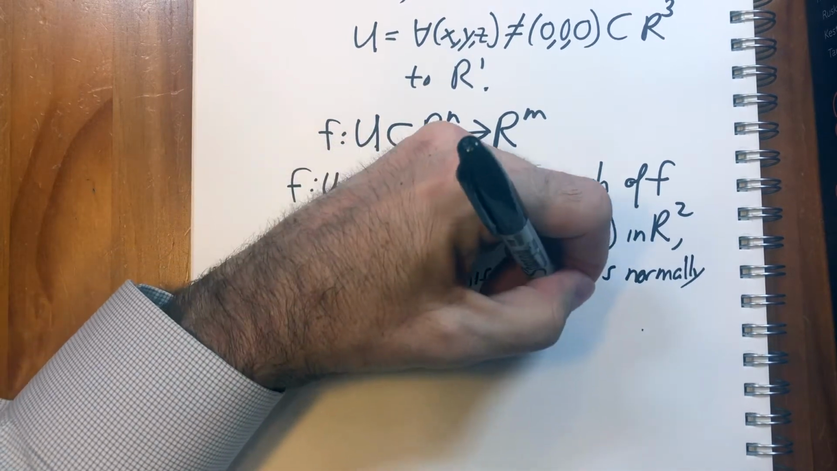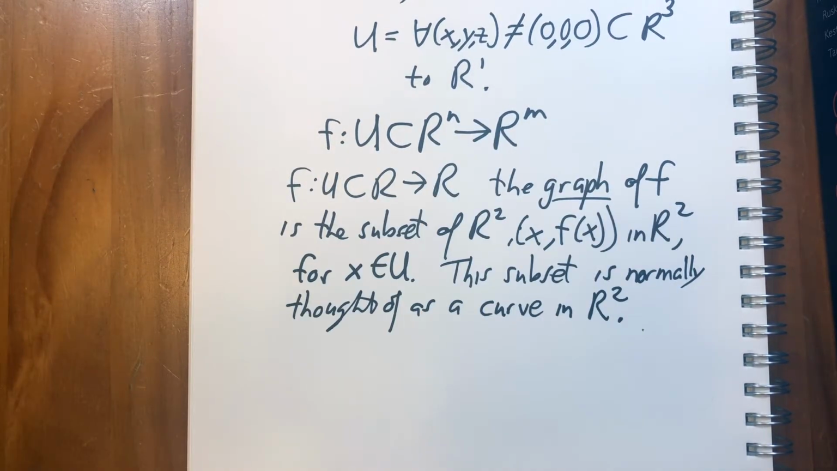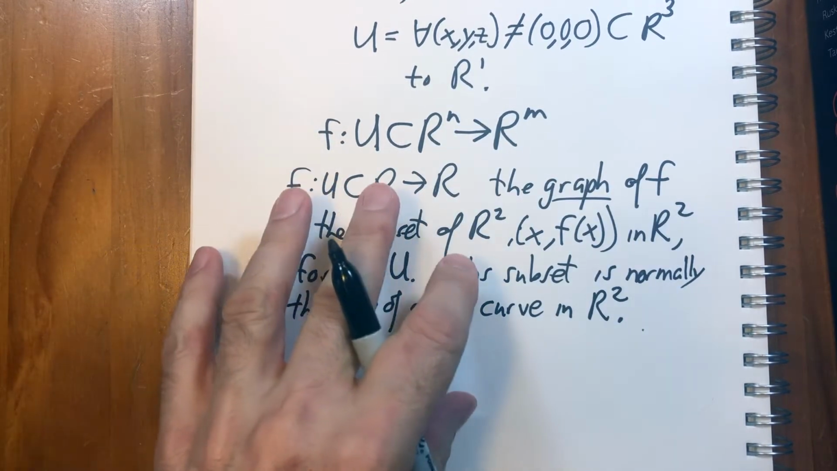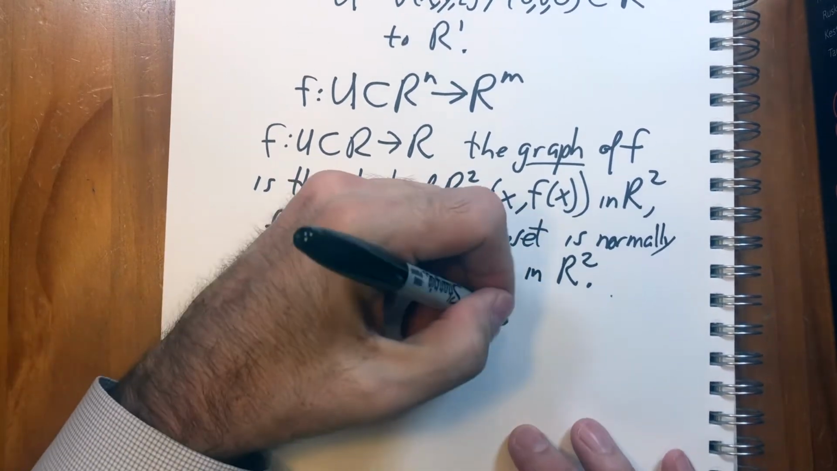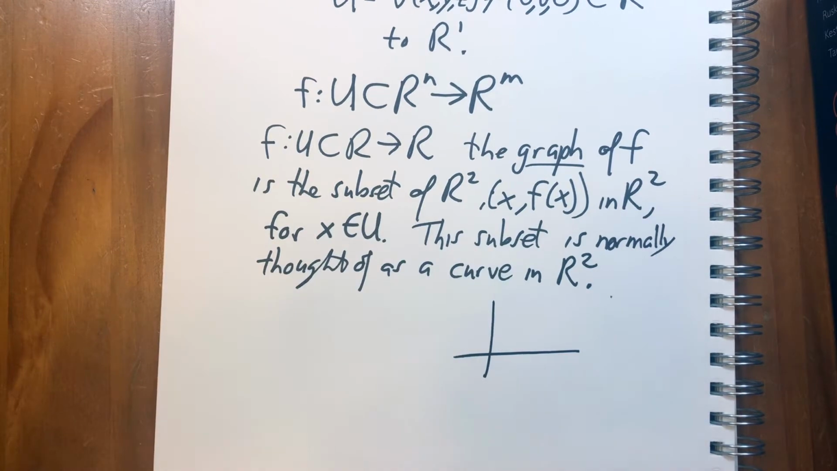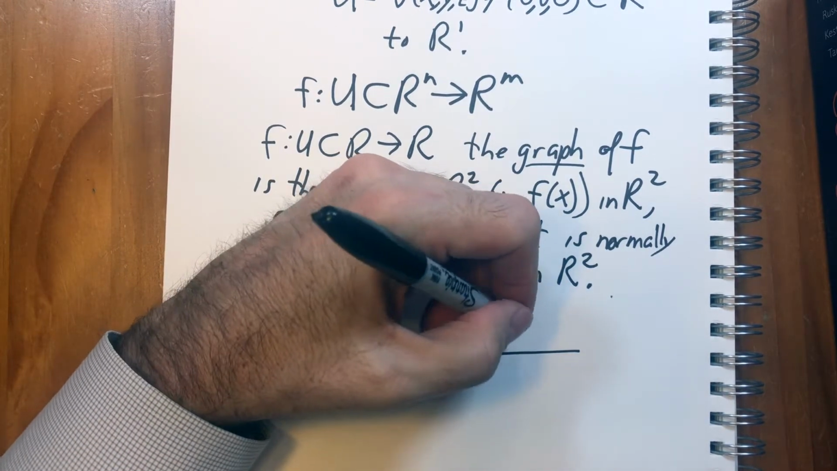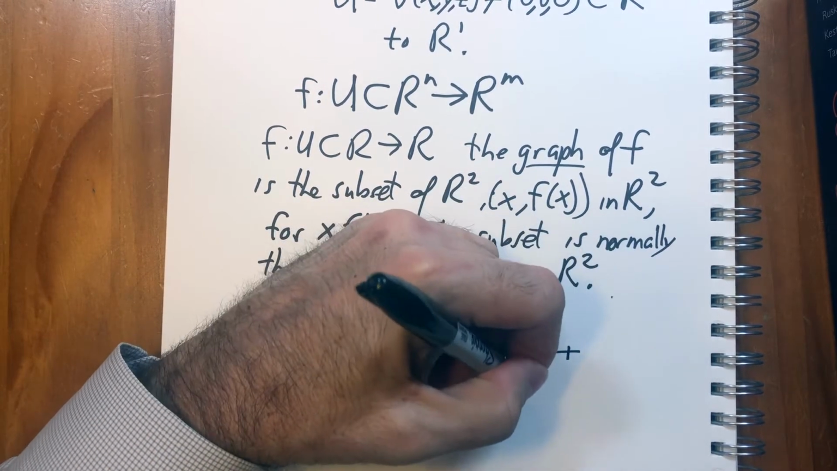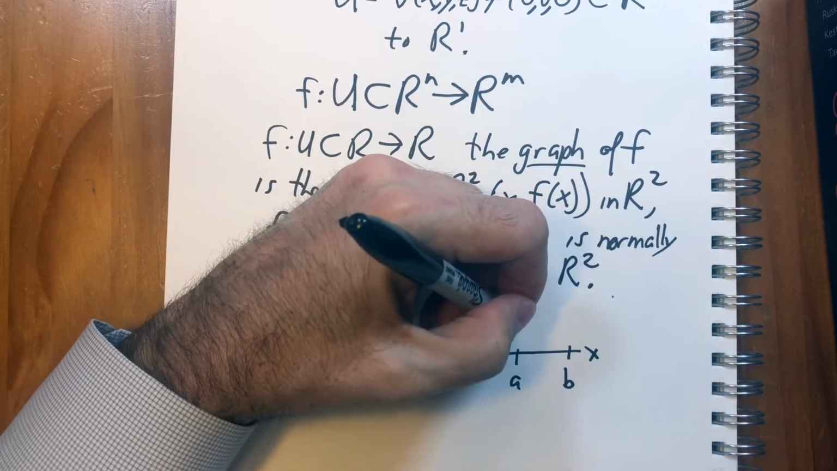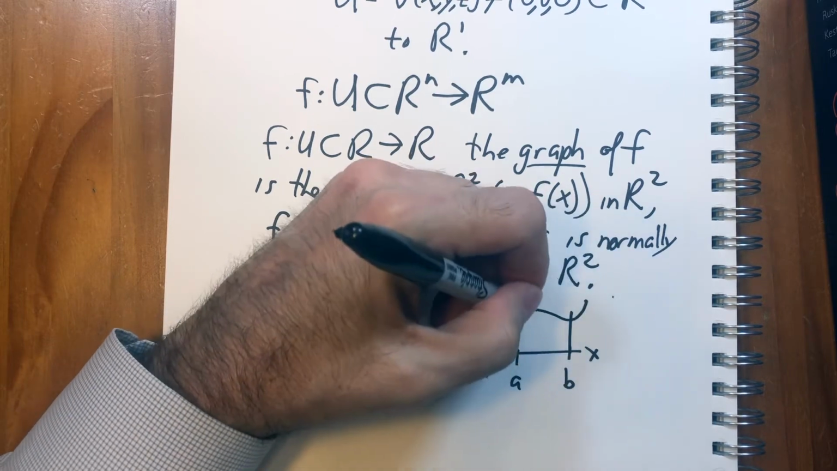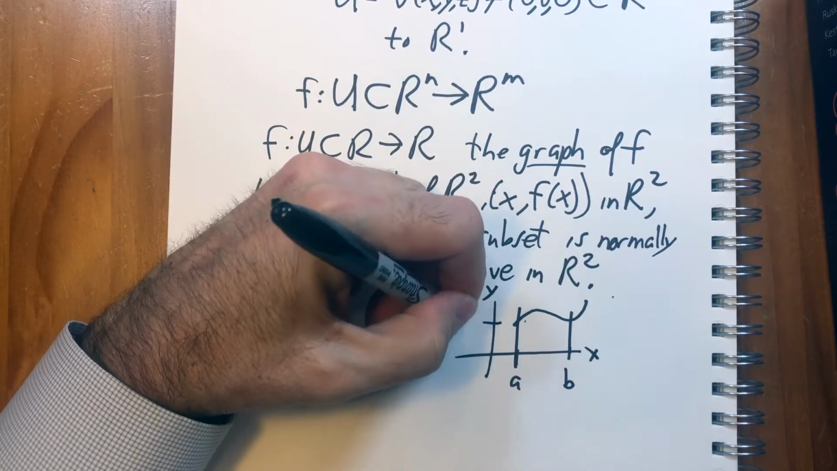This subset is normally thought of as a curve in R^2. So what this means is that when we're just looking at regular functions that we're used to, just one-dimensional functions, when we graph them, we have from a to b, this is in x, and this is in y, and then here is f(x).